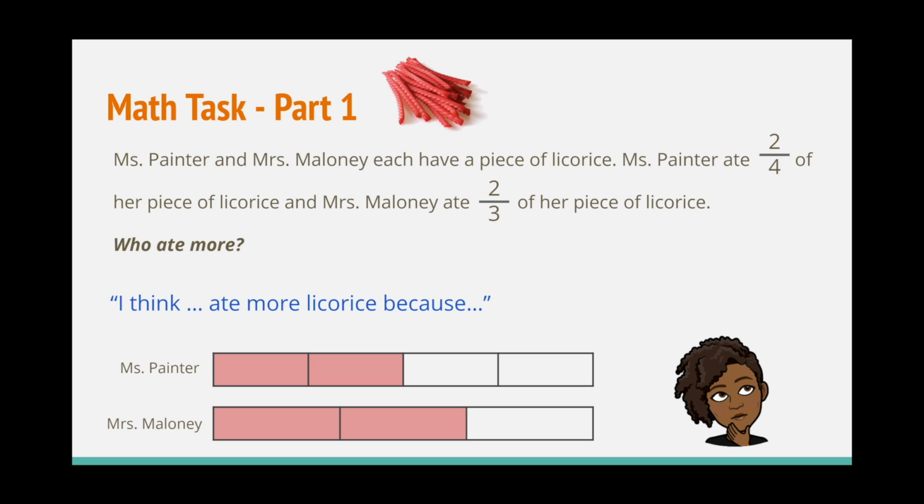So now I'm going to explain what I think. So I think Mrs. Maloney ate more because her licorice is divided into thirds, which means her pieces are bigger. So even though Miss Painter and Mrs. Maloney both ate 2 parts of their licorice, Mrs. Maloney's parts of her licorice are bigger because they're only split up into 3 parts instead of 4. So Mrs. Maloney ate more licorice.